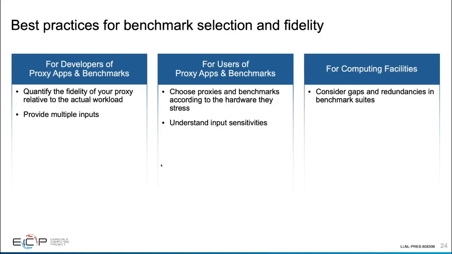All right, so finally, for benchmark selection fidelity, quantify the fidelity of your proxy app relative to the actual workload and provide multiple inputs. For users, understand the input sensitivities and choose your benchmarks according to the hardware that you intend to stress. And finally, for computing facilities, consider gaps and redundancies.